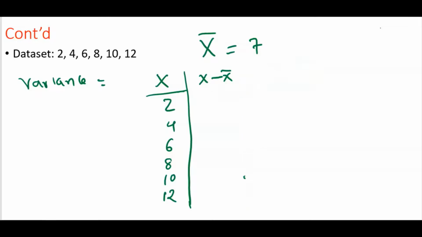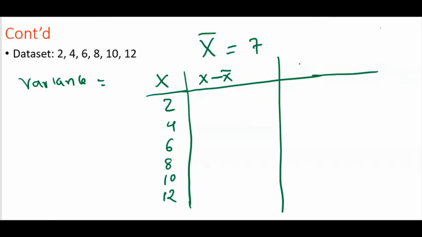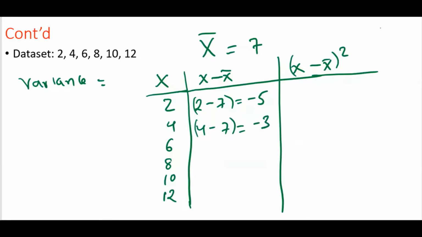I'll rewrite this again. x minus x bar squared. Okay, so the first one is 2 minus 7. That will have negative 5 as the answer here. So the next one is 4 minus 7, which is equal to minus 3. The next one is 6 minus 7, which is equal to minus 1.